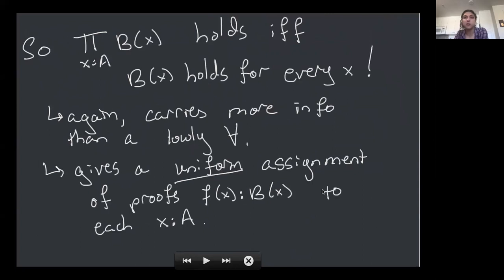And again, there's some sort of bonus computational content. Not only do I know that a proof exists for every x, but f gives me a uniform way of finding that proof, right? So somehow it's more constructively nice, because not only do I know there's a uniform method of proof, f gives me, if you give me an x, I can always give you a proof that B of x holds.